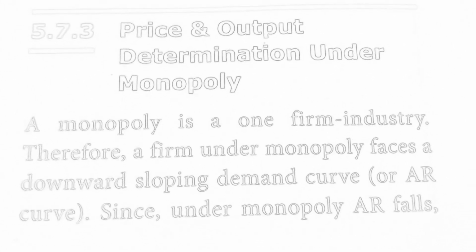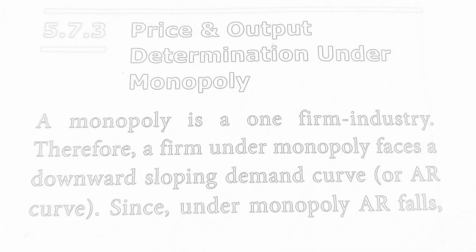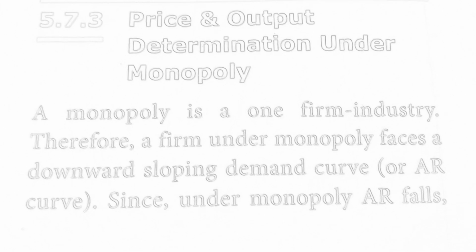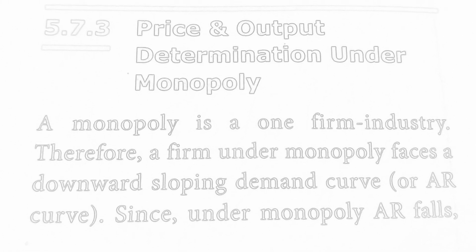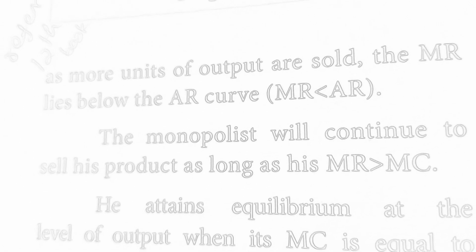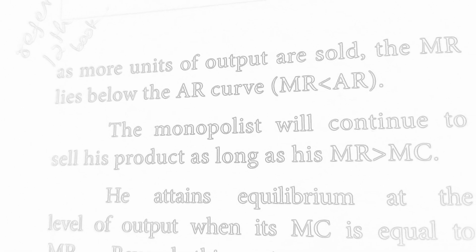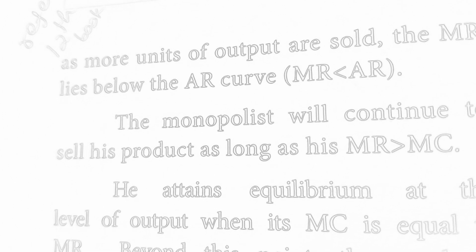Next we see price and output determination under monopoly. A monopoly is a one-firm industry. Therefore, a firm under monopoly faces a downward sloping demand curve, which is the average revenue curve. Since under monopoly the average revenue curve falls, more units of output are sold. MR is the marginal revenue. It lies below the average revenue curve.